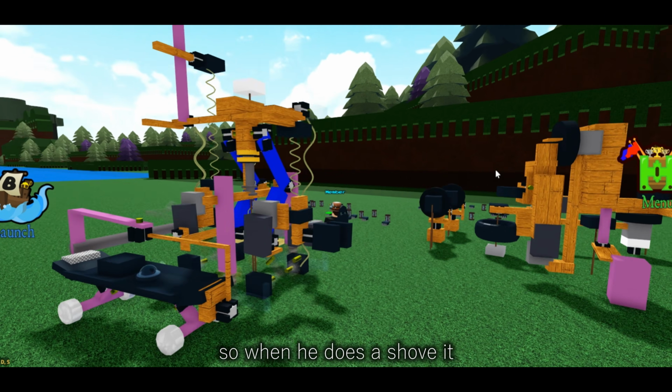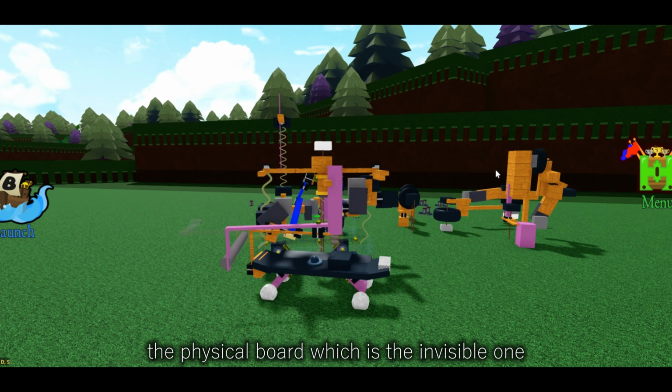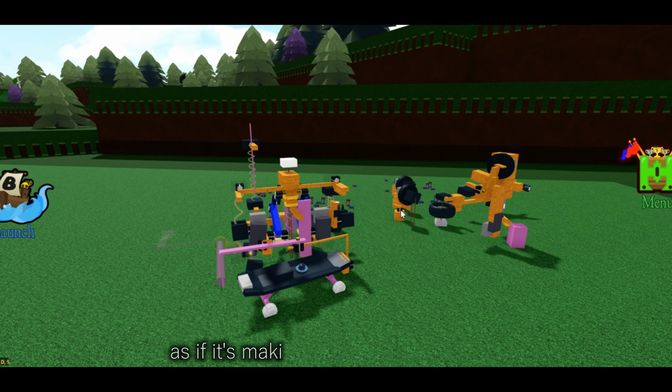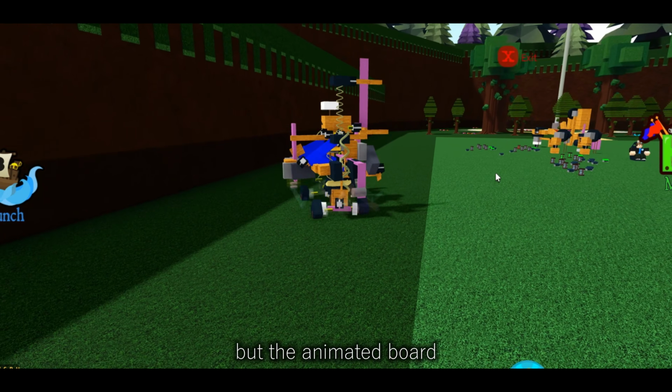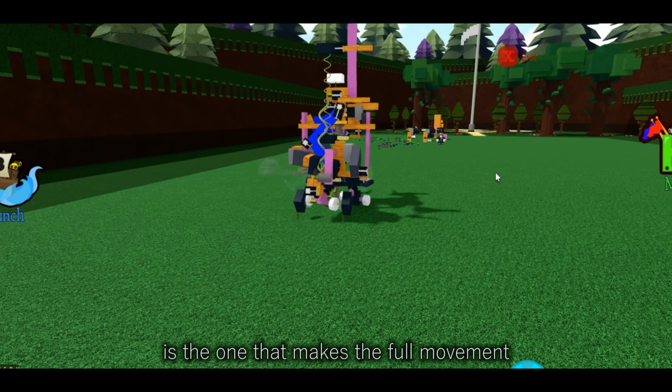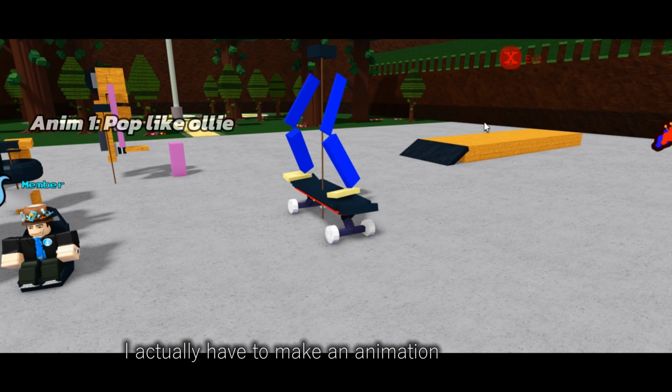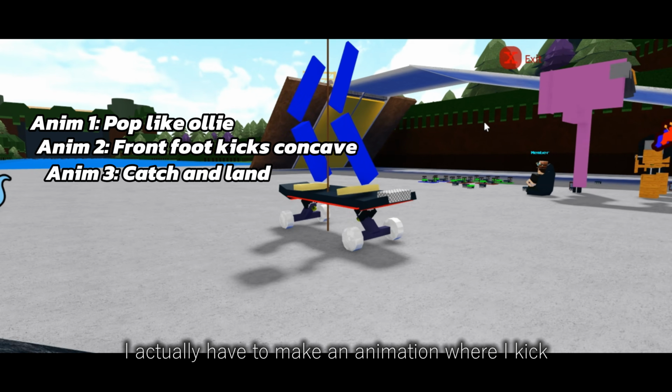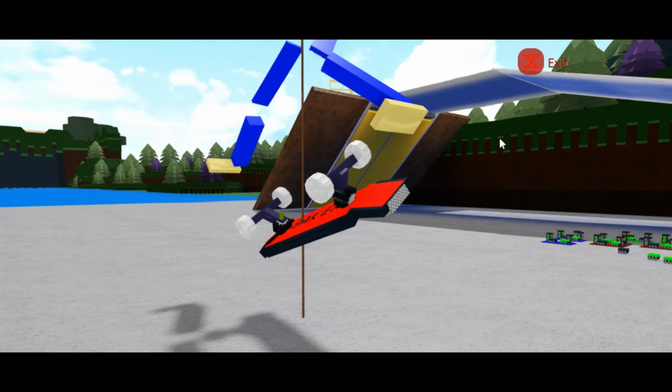So when he does a shove it, the physical board, which is the invisible one, stays there and sort of makes this illusion as if it's making contact with the board. But the animated board is the one that makes the full movement. Same goes with the kickflip, except I actually have to make an animation where I kick, so it looks more logical.